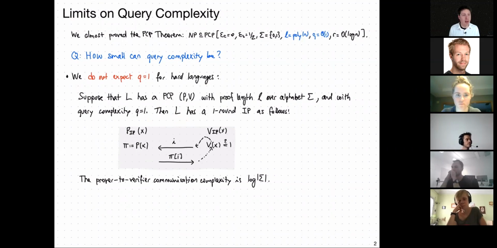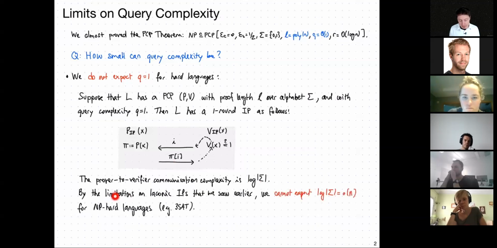Right? And you might say, okay, so what? We've constructed a 1-round IP. Well, this is a 1-round IP where the prover sends a very small amount of information to the verifier, log sigma bits, right? So by the limitations on laconic interactive proofs, laconic being the term for interactive proofs where the prover sends a small amount of information, that we proved last week or Monday, we cannot expect log sigma to be sublinear in the size of the problem or the size of the witness for NP-hard languages. So if you remember, such a thing for 3SAT would, for example, contradict the exponential time hypothesis.